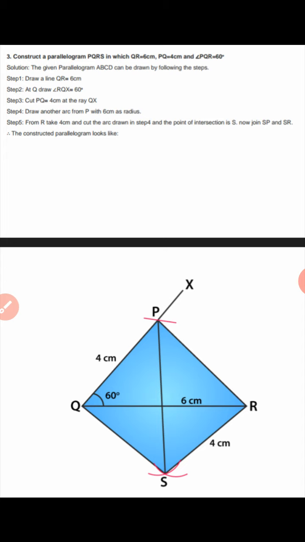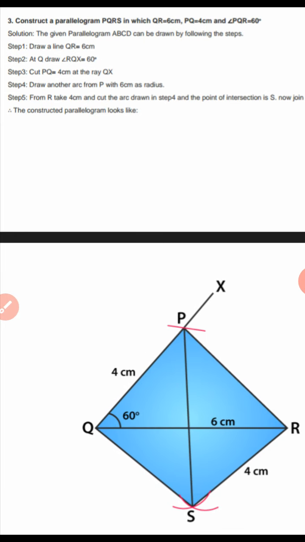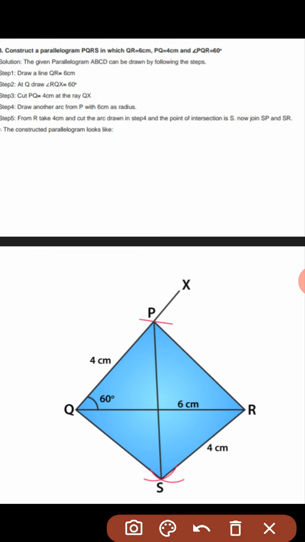In question number 3 we are given: construct a parallelogram PQRS in which QR equals 6 centimeter, PQ equals 4 centimeter, and angle PQR equals 60 degrees. In this solution, the given parallelogram can be drawn with the following steps. In step number 1, first draw a line QR equal to 6 centimeter. So first of all we have to draw a line QR equals 6 centimeter.